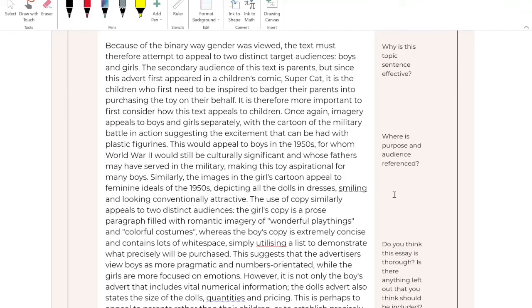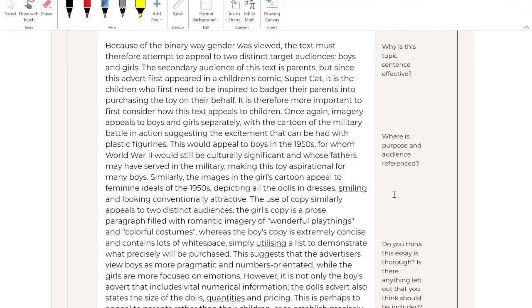Once again, imagery appeals to boys and girls separately, with the cartoon of the military battle in action suggesting the excitement that can be had with plastic figurines. This would appeal to boys in the 1950s for whom World War II would still be culturally significant and whose fathers may have served in the military, making this toy aspirational for many boys. Similarly, the images of the girls' cartoon appeal to feminine ideals of the 1950s, depicting all the dolls in dresses, smiling and looking conventionally attractive.